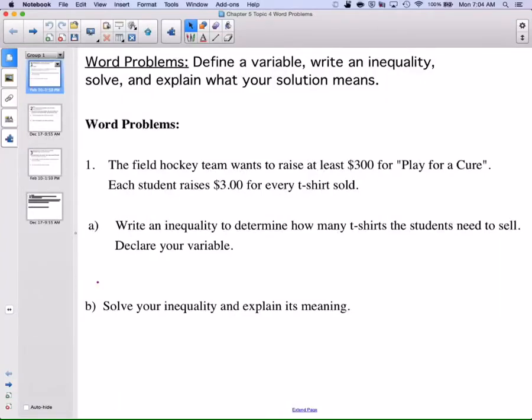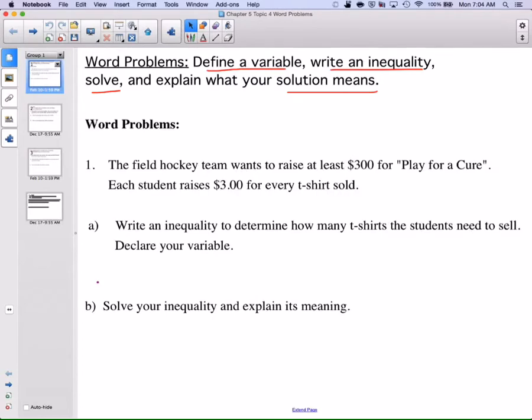Okay, so for topic 4, we're going to be dealing with inequalities and word problems. For the first part of this, we want to make sure that we're able to understand the problem. So we want to define a variable, and then from that write the inequality, solve it, and then figure out what the solution actually means.